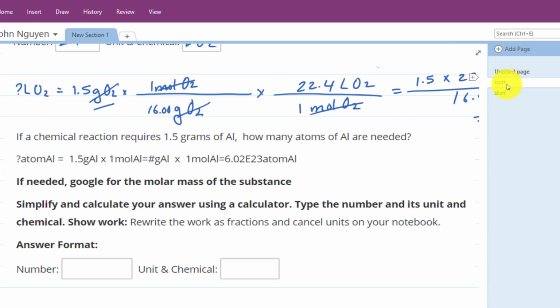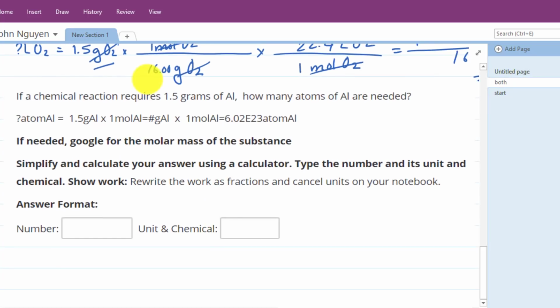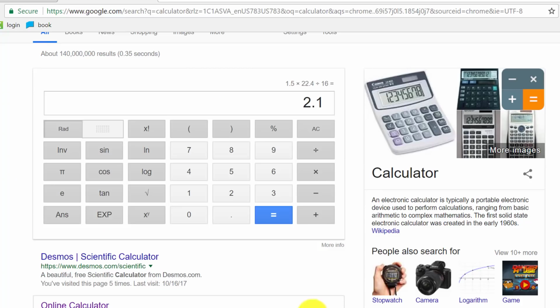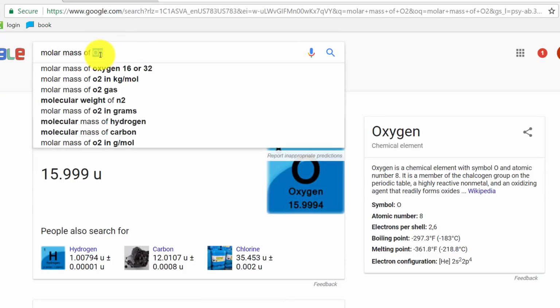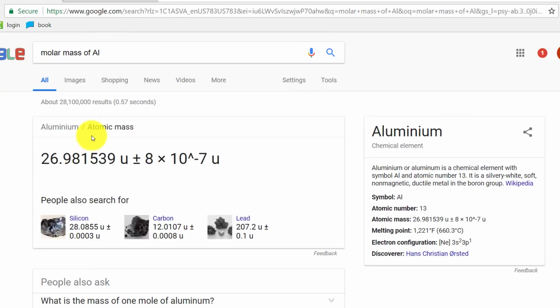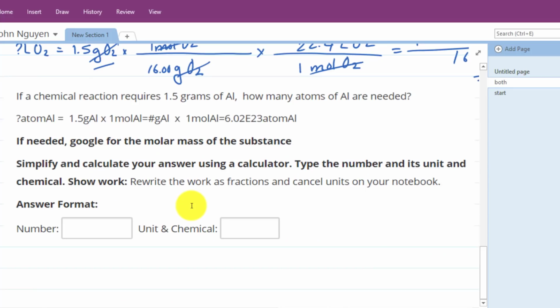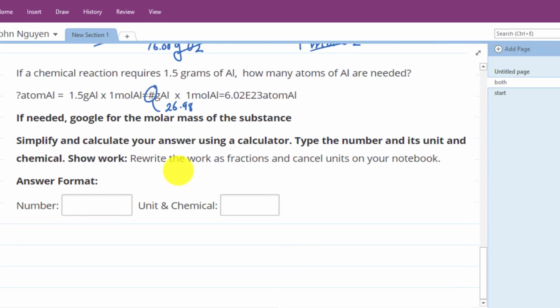So in this case, what's the molar mass for aluminum? So let's Google molar mass for Al. And notice how we have atomic mass instead of using the word molar mass. That's because this is dealing with a specific element. So now we know exactly what that number of grams is going to be. It's going to be 26.98. Okay? Now let's rewrite this as a fraction.